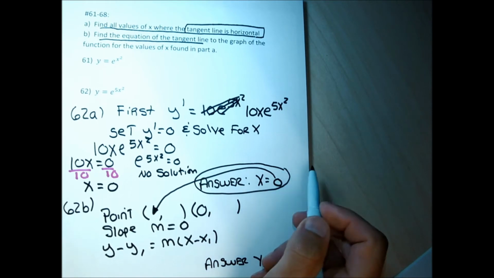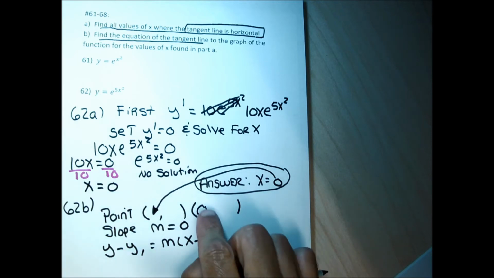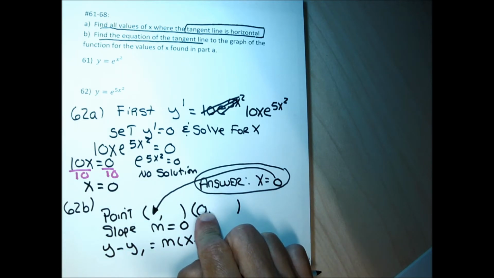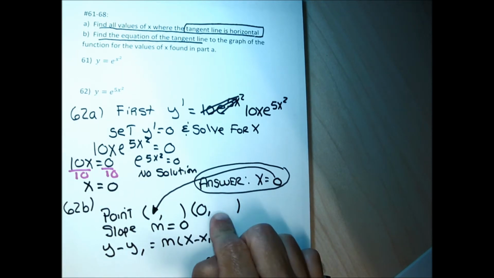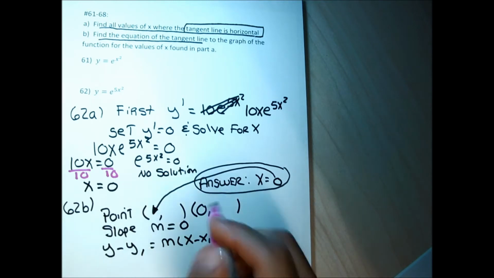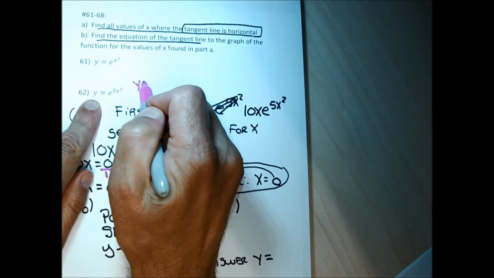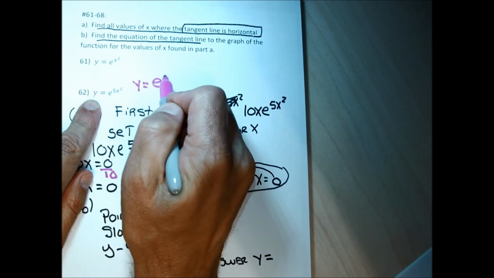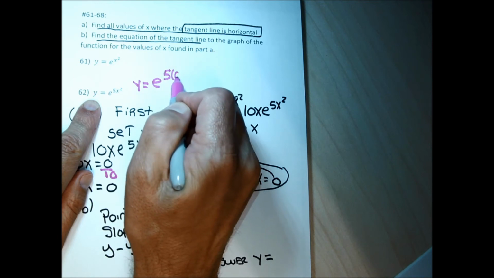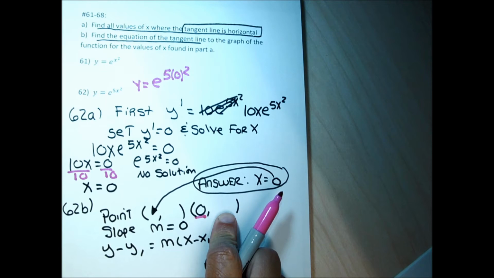I'm going to move on to part B, and in part B, I have the x coordinate of the point that I needed. I have a slope. I need to get a y coordinate of the point. To get a y coordinate of a point, you take the x coordinate of that point and plug it into the original function. So I'm going to go y equals e to the 5 times 0 squared to get the y coordinate for that x equal to 0.